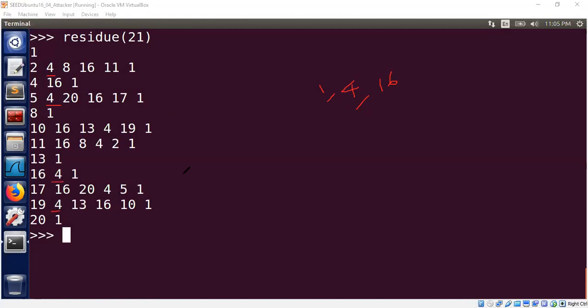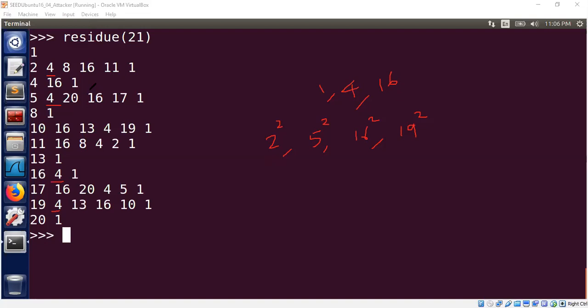But there's one more fact. Let's consider 4, for example. What are the square roots of 4? 2 square is 4. 5 square is also 4 in mod 21. You can check for yourself. And 16 square is also 4. And what is the final one? 19 square. These are all the square roots of 4: 2, 5, 16, and 19.